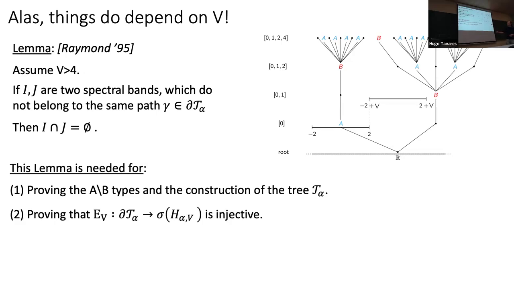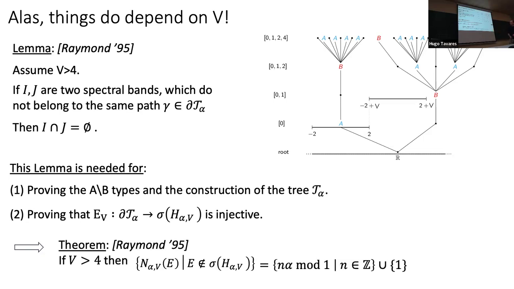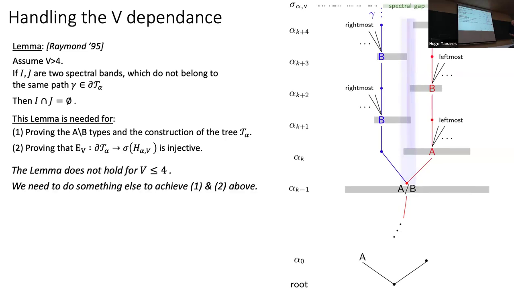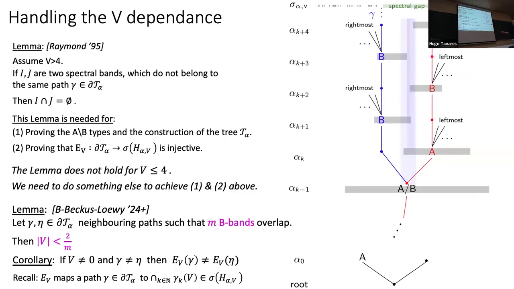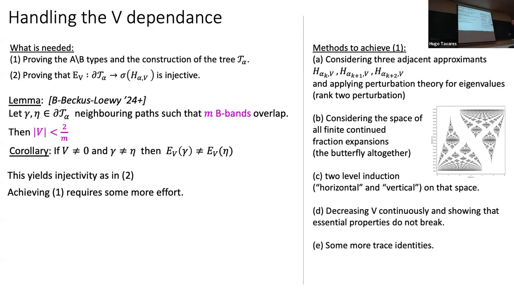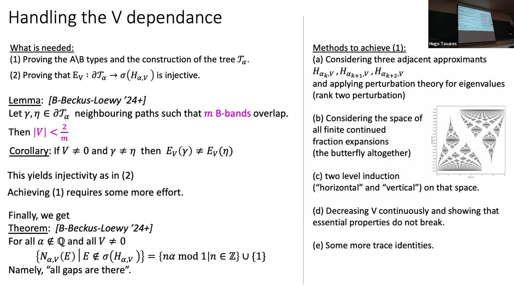Right, so this lemma of Raymond is used to prove this A and B type, to construct the tree, to show injectivity, and then to get the theorem. But when V is smaller than four, we need to use something else. I will not go into the details, to be a bit more relaxed, but we are doing some alternative lemma, and get some corollary. There are quite a few technical tools. I want to give you the light picture. There are some technical tools which I specified here. If you're interested, I can go into more details.